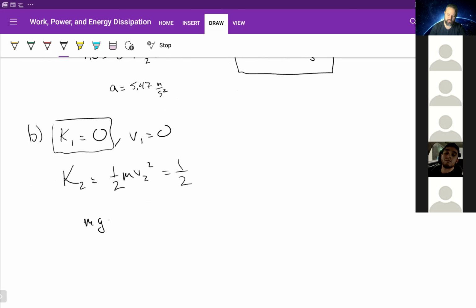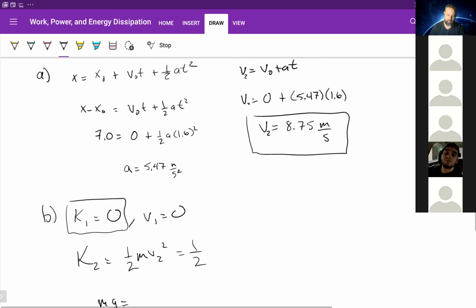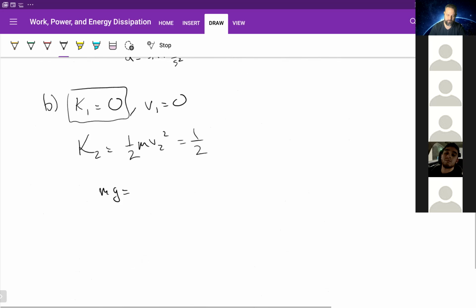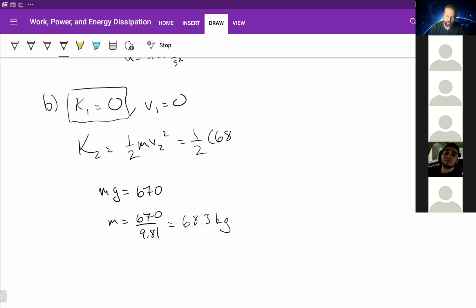So mg is equal to 670. So m is just equal to 670 divided by 9.81. That gives us 68.3 kilograms. So I'm going to plug that in here. That's 68.3 kilograms times v.